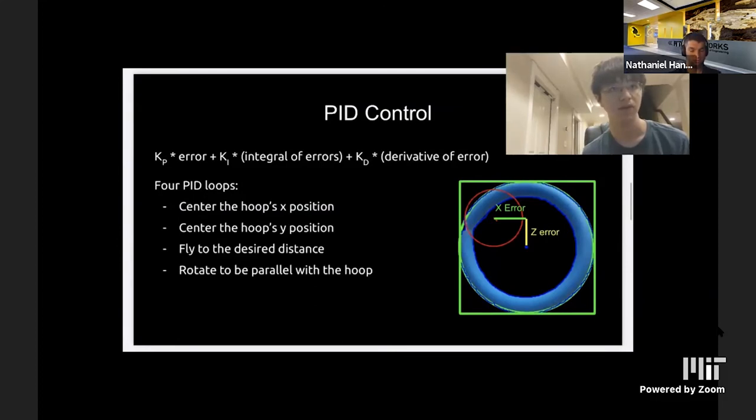And the integral term reduces steady state error by slowly increasing speed over time. Tuning the PID constraints is very important because the drone's velocity should be as small as possible when it reaches the center of the hoop. We use 4 PID controllers in our alignment process.